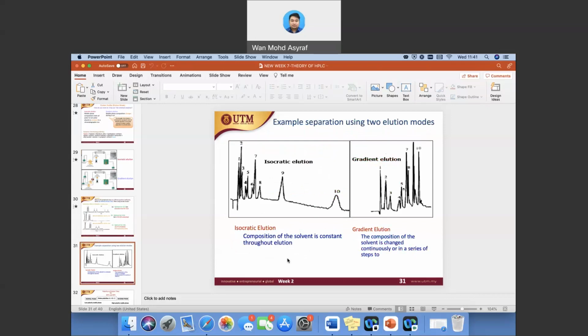You will see that for isocratic, all of these components do not have that good separation, and 9 and 10 is quite far away. While for gradient elution, you will see that most of it has much better elution, and number 10 now is quite near to each other, which is good.